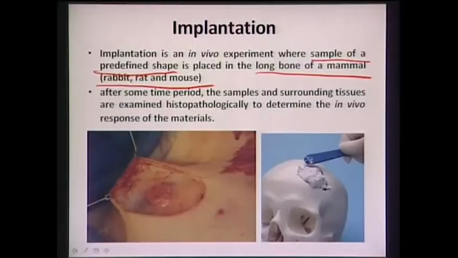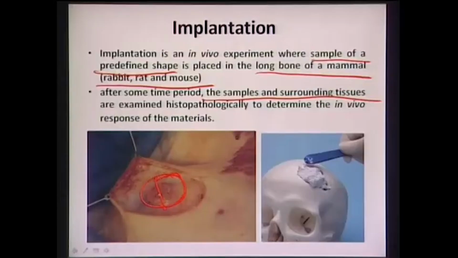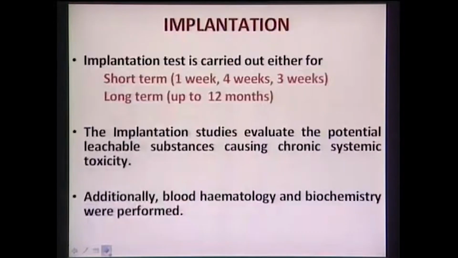Now, after some period, the samples and surrounding tissues are examined histopathologically to determine the in vivo response of the materials. What it means is that suppose you implant the materials at a particular area, so you take the cross section of the material along with the tissues, then you do that standard histopathological analysis just to see whether, in the surrounding of the material, there are cells or tissues that have formed very successfully after a certain period of time. Now, how this is done will be more clear in the next couple of slides.